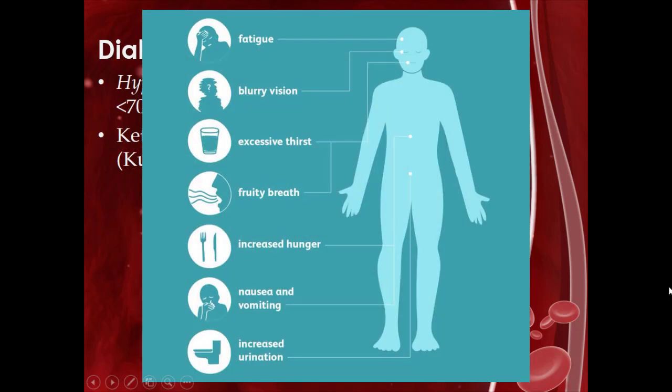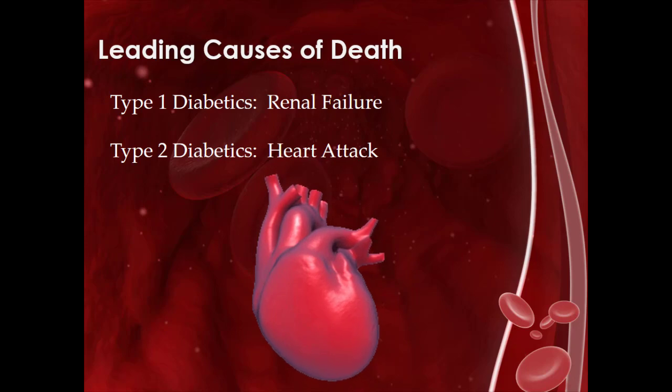With hyperglycemia, your patient may feel very fatigued, may have some dizziness, blurry vision. They're going to have the textbook signs of excessive thirst. They may feel like they're going to throw up, and they may have very fruity breath. Again, this is with glucose levels that are maintaining over 400 milligrams per deciliter. The leading causes of death with type 1 diabetics is renal failure, and type 2 diabetics is heart attack.